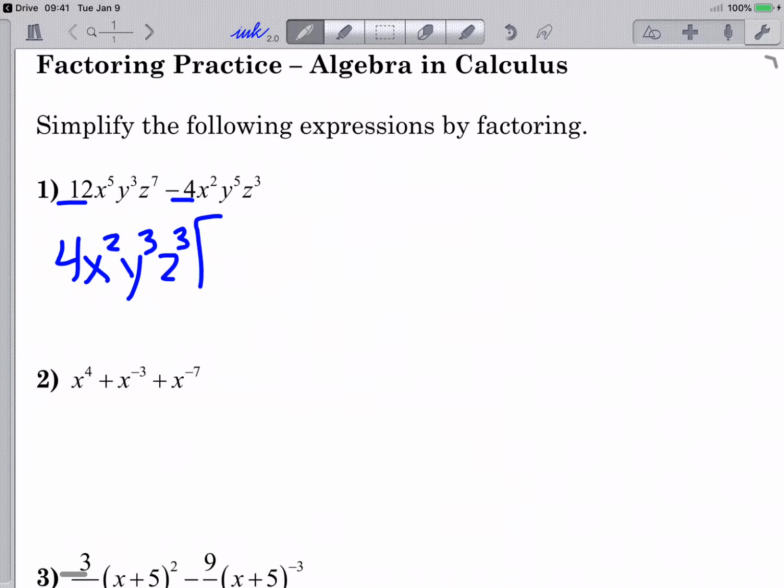So now that I've factored these things out, what does that really mean I've done? I am going to divide each of my two terms by what I have factored out. So 12 divided by 4 is simply 3. X to the fifth divided by x squared. My rules of exponents say that I should just subtract. So 5 minus 2 is 3. So I've got 3 x's left. I already pulled out all 3 y's, so I'm not going to write any y's because y to the 0 is 1. 7 minus 3 is 4, so I will have z to the fourth.